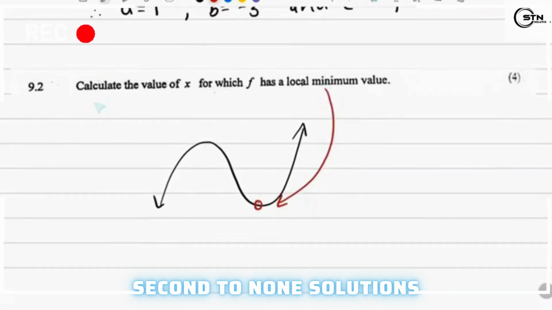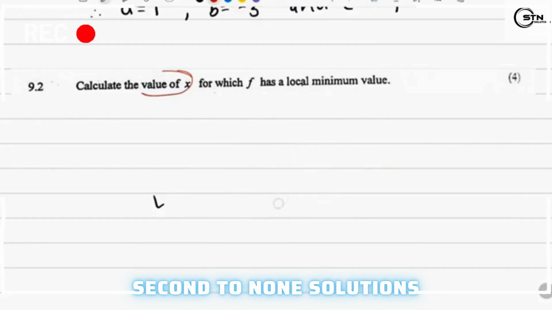So you see what they're actually asking you for. Calculate the value of x for which f has a local minimum. You just have to find the x value of your local minimum, of that turning point. So let's go ahead and do that. We're going to have to try to find the turning point first. That's what we're going to do.